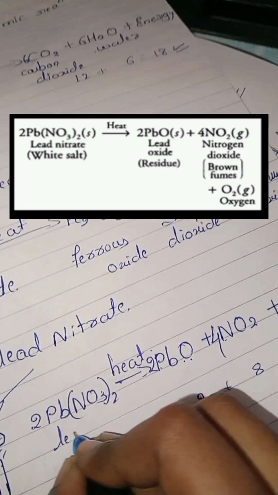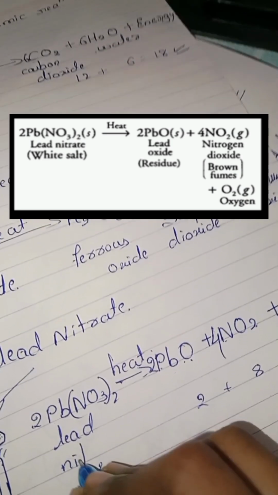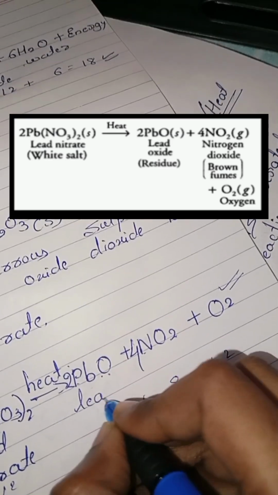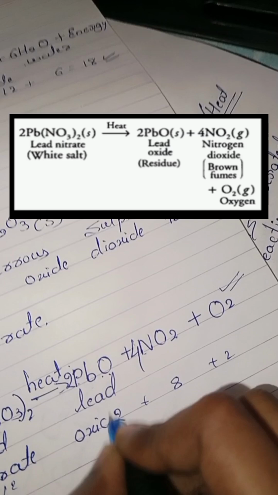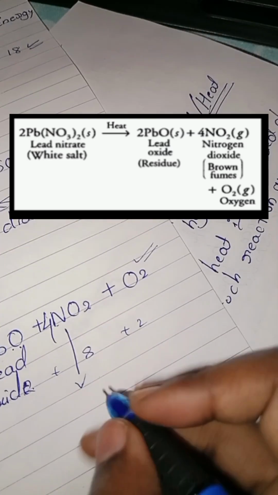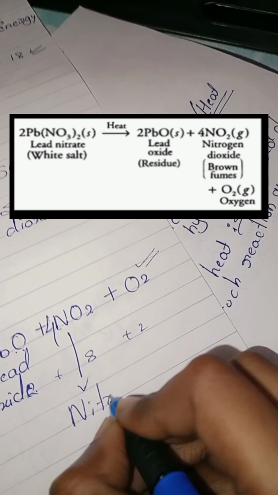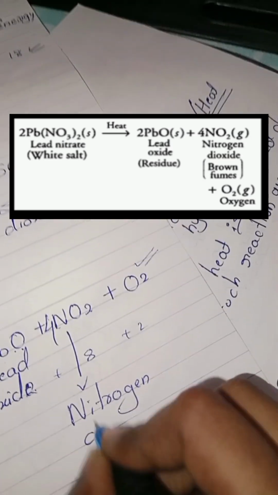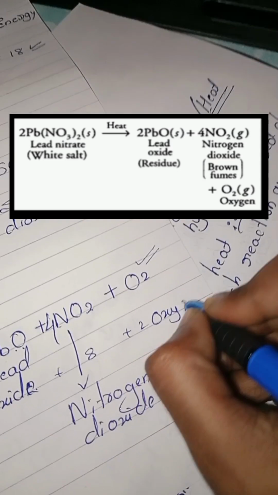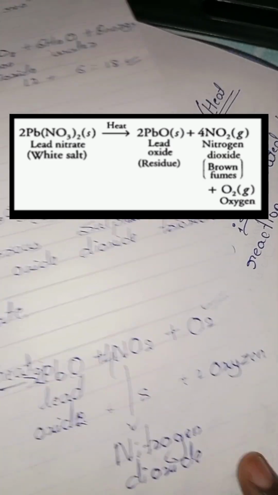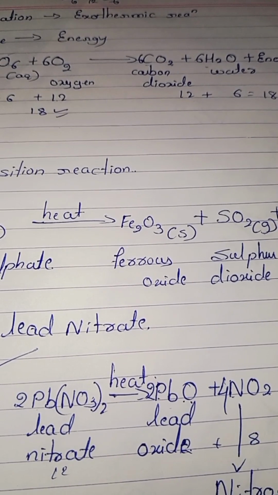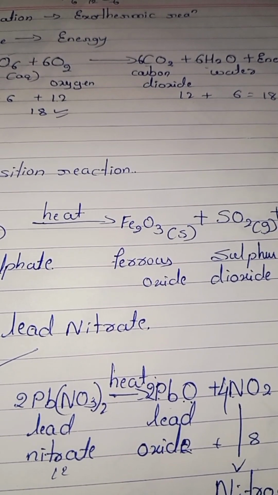What is this? This is lead nitrate. This is lead oxide. This is nitrogen dioxide. This is oxygen. That's it. I hope this much is clear for you. So in the next session, I'll explain it further.